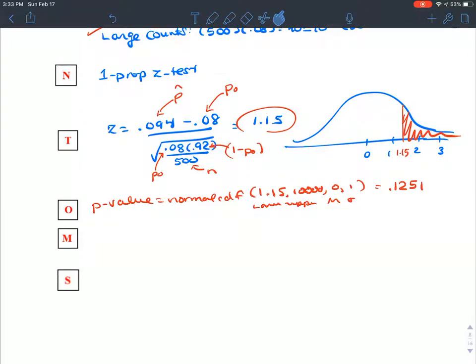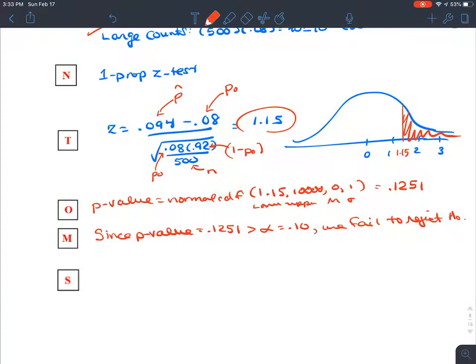So when I make my decision on this, I'm linking together the relationship of the p-value, 0.1251, as it relates to the alpha level of 0.10, and it's greater than. So we're going to say we fail to reject the null hypothesis. This means we don't have enough evidence. We do not have convincing evidence.